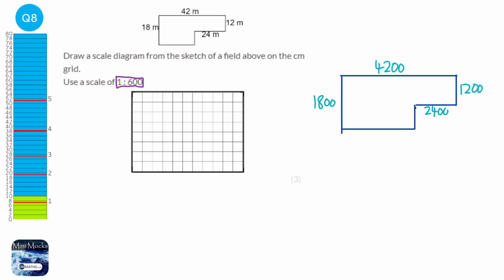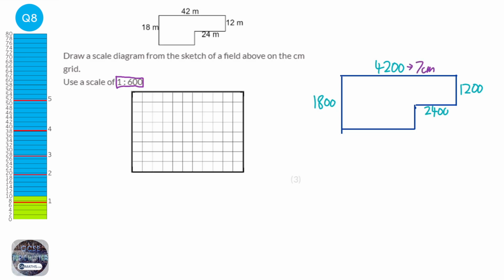And next I'm going to convert them into what the scale says they're going to be in our diagram. So a scale of 1 to 600 means 600 in real life is 1 on our diagram. So I've converted them all to centimetres, and now I need to work out how many centimetres there are going to be on our diagram. I'm going to start with the 4,200, and all you need to do is divide it by 600, and I get the answer of 7. So it's going to be 7 centimetres on our diagram.